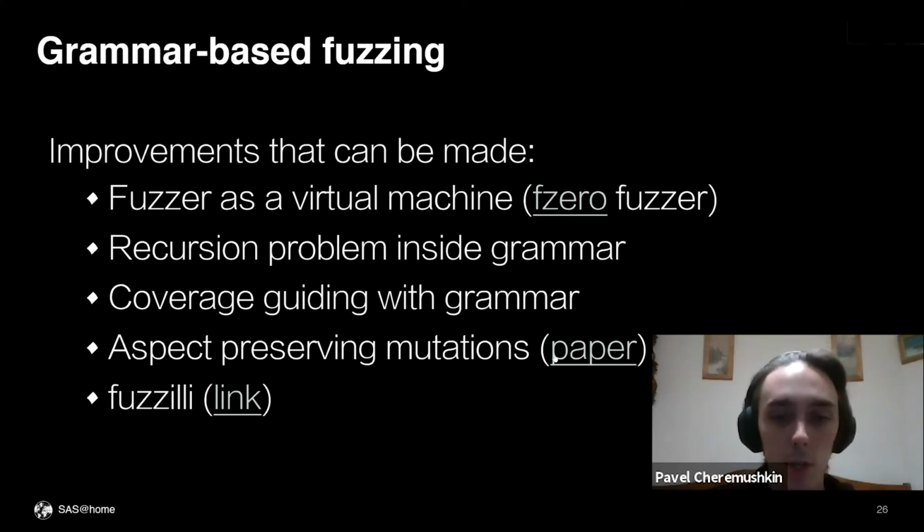Aspect preserving mutation is a very interesting paper made by Georgia Tech University, and the term aspect refers to some property of the code, some property of the code which you want to keep during mutations of the JavaScript code.